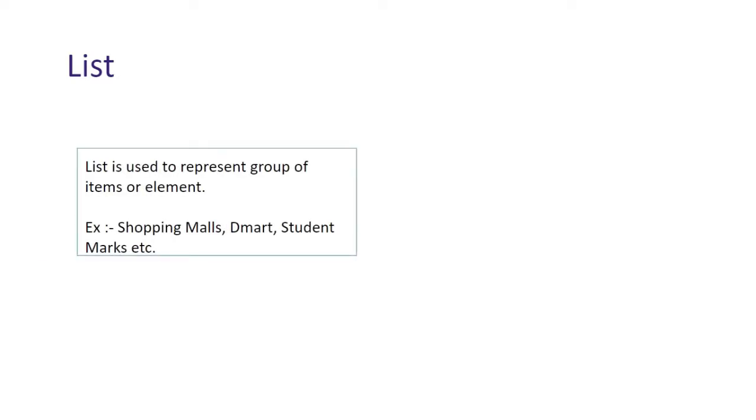A list is used to represent a group of items or elements. For example, when you check your marks in your unit test, the marks of all subjects will be there. Likewise in the market, when you go there, you or your parents make a list of what items you want to take. Similarly, in Python also there is a list data type. It is just a collection of some items.